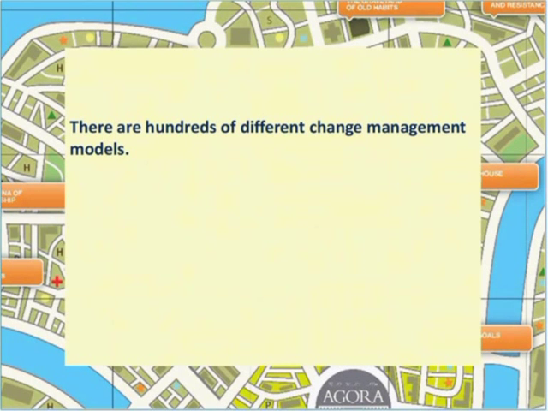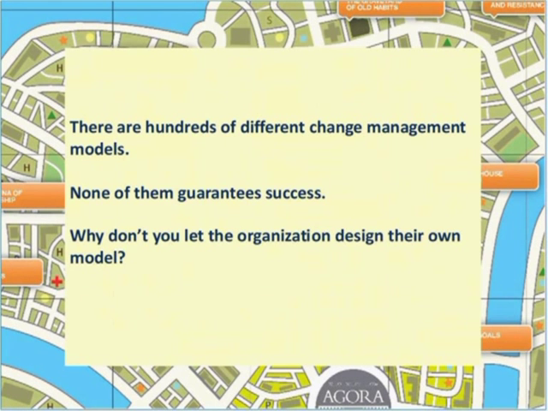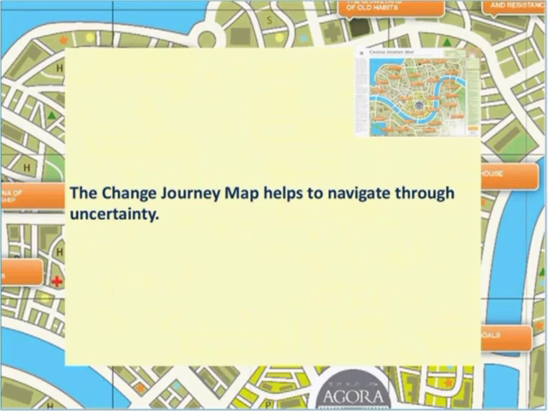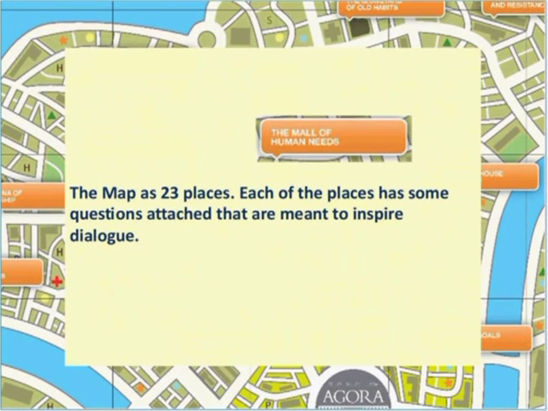So I don't say all these models and tools, methodologies are bad. They all work in certain settings, but they don't work in other settings. So none of them guarantees success. So why don't we as consultants let the organizations design their own model? So for that, we have the Change Journey Map, which helps to navigate through uncertainty and helps clients to create their own model of change.